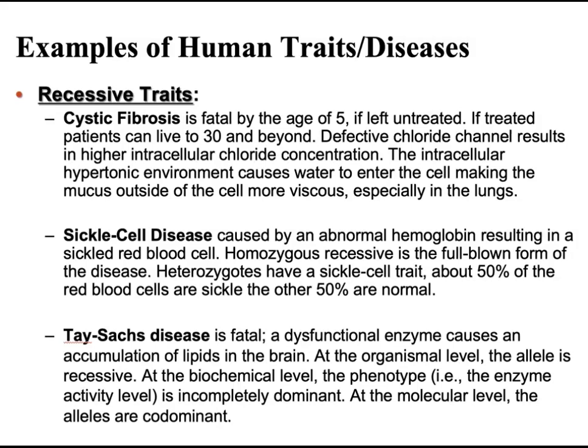Sickle cell disease is caused by an abnormal hemoglobin protein resulting in a sickled cell, a red blood cell, which cannot properly transport oxygen. Homozygous recessive is the full-blown form of this disease, while heterozygotes have a sickle cell trait in which about 50% of the red blood cells are sickle cells and 50% are normal. Finally, there is Tay-Sachs disease, a fatal disease in which a dysfunctional enzyme causes an accumulation of lipids in the brain.